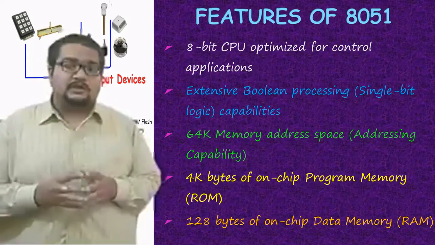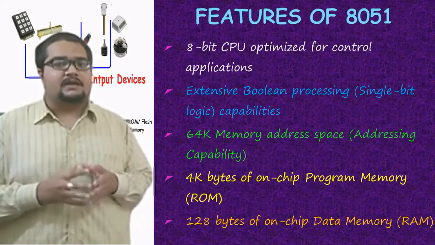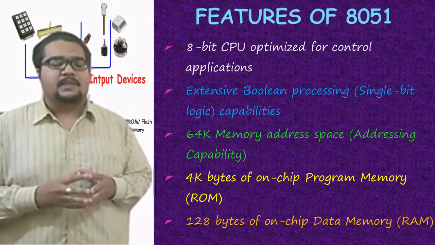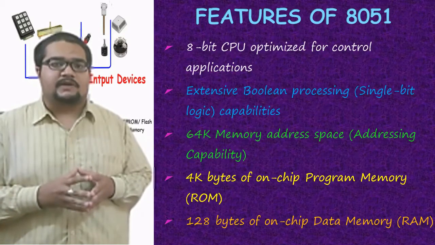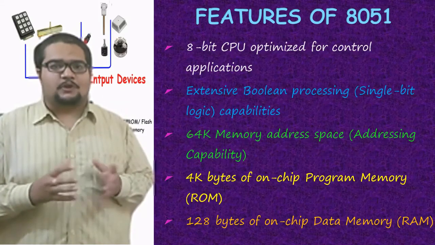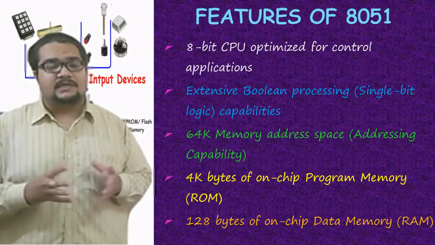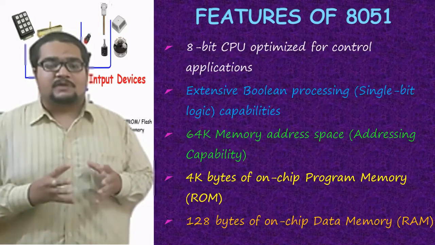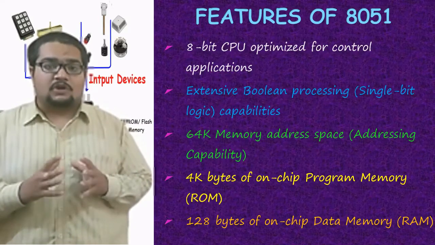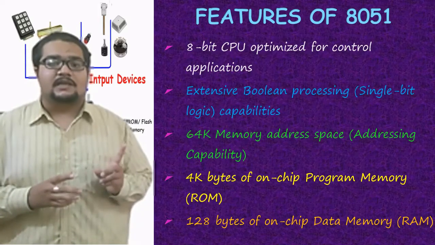Next, that was about the addressing capability, but how much memory is actually built in and available to the programmer? Here we have 4 kilobytes of memory on chip, and this 4 kilobytes is ROM. Always understand the difference between ROM and RAM. RAM is only available as 128 bytes on chip in this 8051, whereas ROM is available as 4 kilobytes. But this 4 kilobytes of ROM is not a limit, you can extend it up to 64 kilobytes as mentioned in the earlier point.